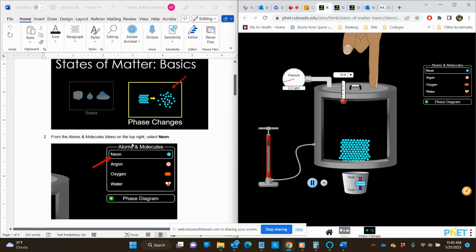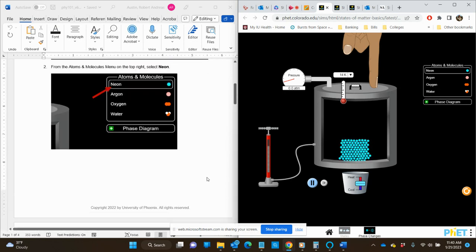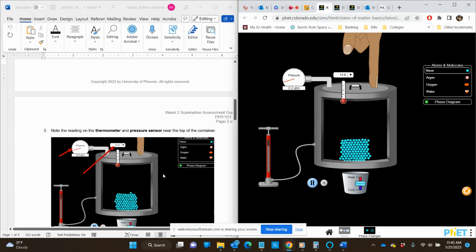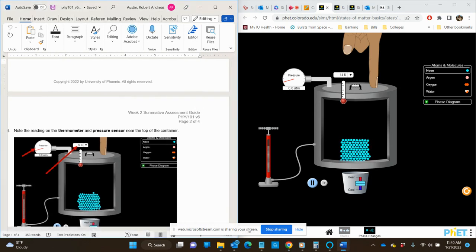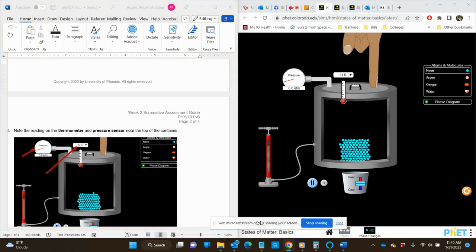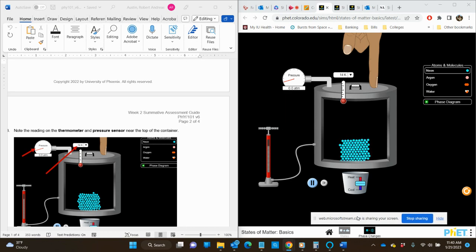From the atoms and molecules menu at the top right, select neon. Well, we've already selected it by default, so no problem there. Go on down. Note the reading on the thermometer and the pressure sensor. I have a little window in my way. Okay, so note the reading on the thermometer and pressure sensor. So there it is. I'm not going to say it. You can see it with your own eyes. I want to see that in your essay.